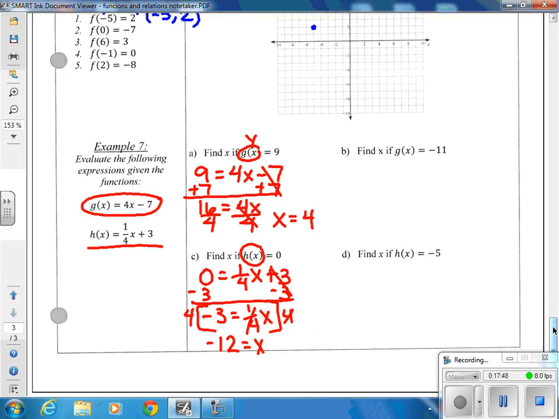So you try letters B and D and all the other examples that I did not do through these notes, and we will see what kind of questions you come to class with, and we'll pick up from there and practice more with it.